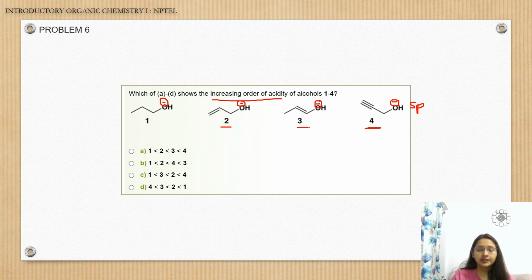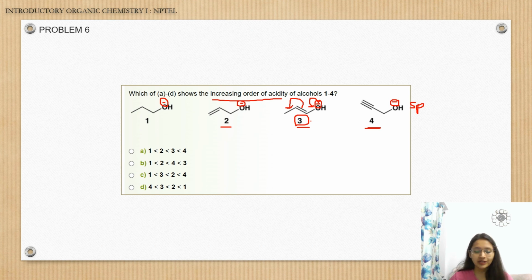Now when you are comparing 2 and 3, both of the oxyanions are adjacent to an sp2 hybridized carbon, right? But what happened? 3 will face another stabilization via delocalization. Now this oxyanion is in delocalization with this double bond, with this sp2 carbon, which provides additional stability to this oxyanion. So the acidity of this third alcohol will be higher than 2. Why? Because of another stabilization by the delocalization.